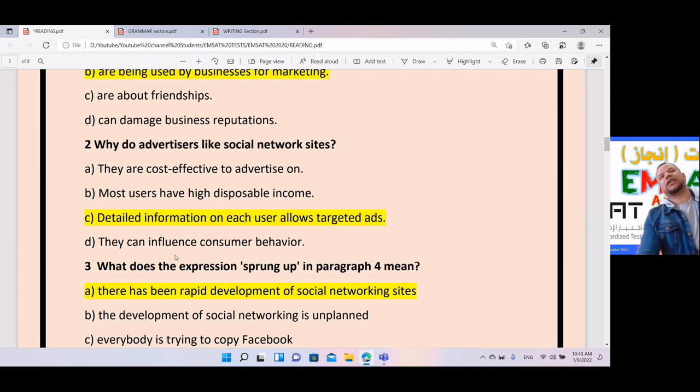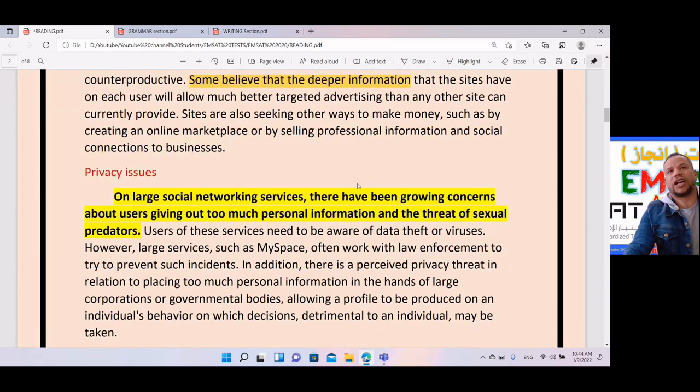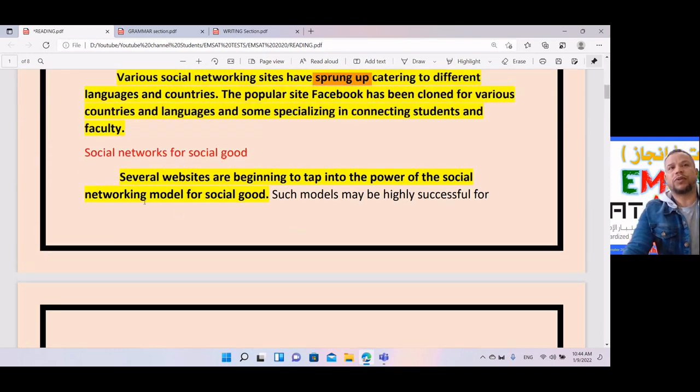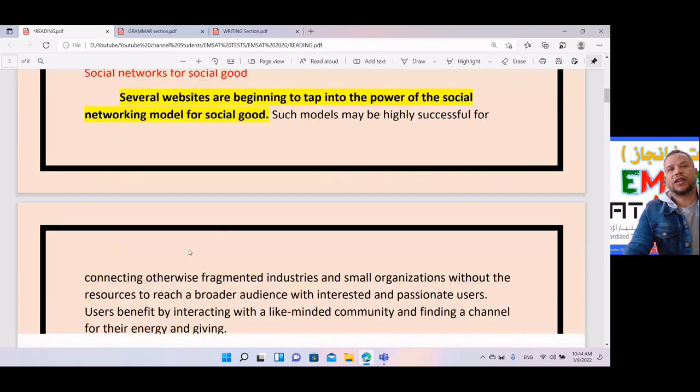Or they can influence, have effect on consumers' behavior, not just that one, but detailed information on each user allows targeted ads. This is the best answer, and mentioned here in social services here have been growing concerns about giving out too much personal information, and also about here social networks currently charge money. So not only that one, but also several are beginning to tap in the power of social good, and various social networks have sprung up catering different language for countries. So it's about different. Okay.